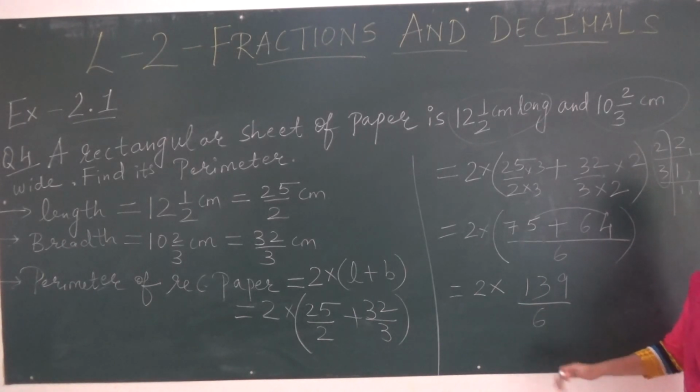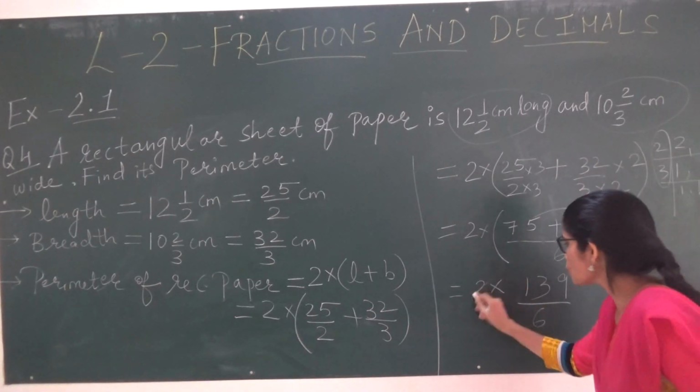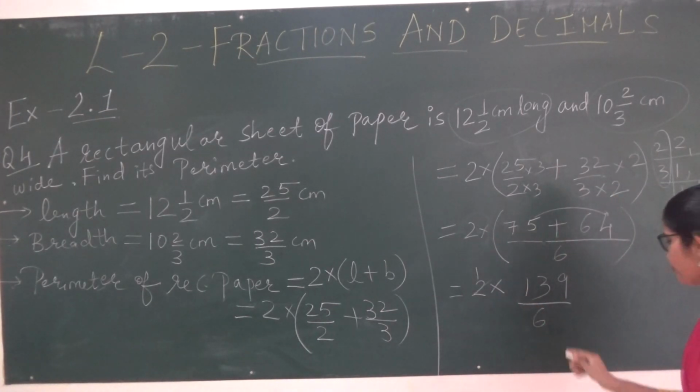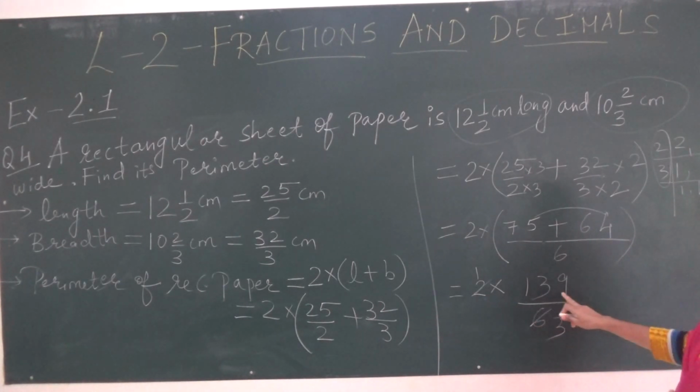Now we will solve this. You know how to multiply a fraction with a whole number. That also we have seen previously. So 2 1s are and 2 3s are. These both can be cancelled. Now what is left over here? 139 upon 3. Now will 139 come in the table of 3? You need to check.